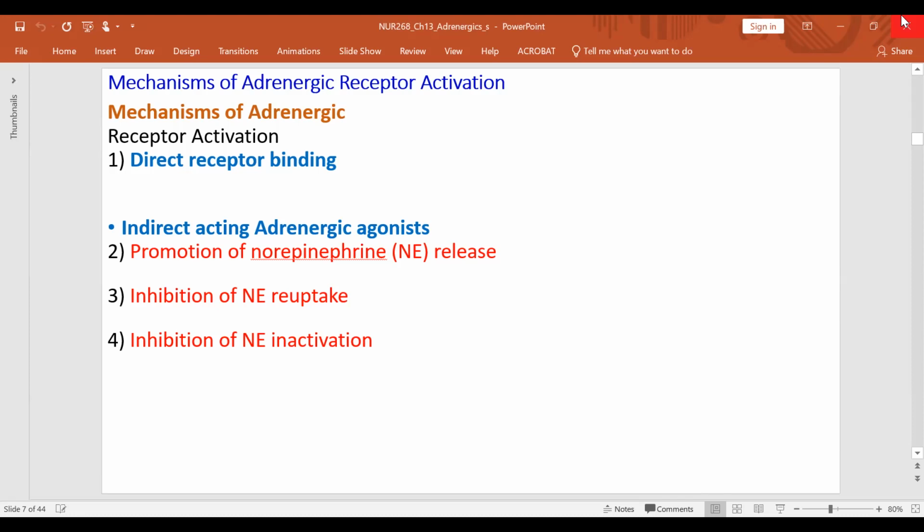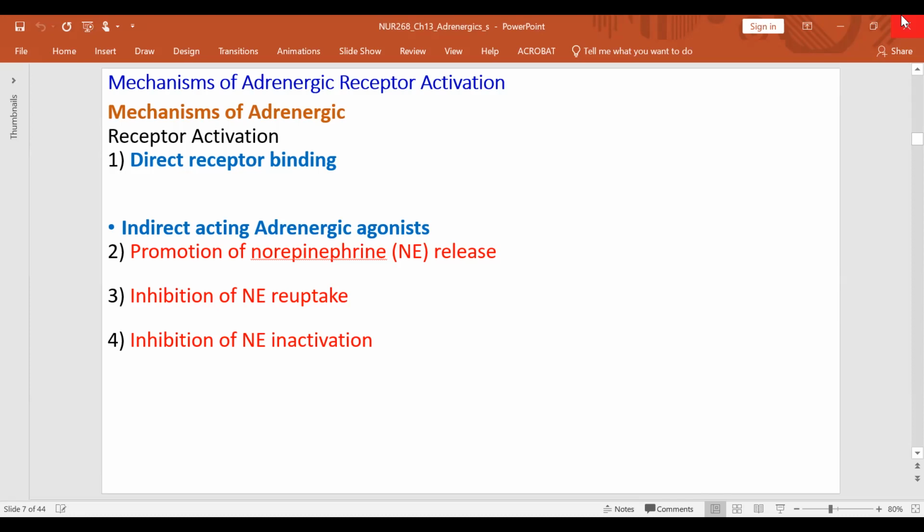For example, there will be a table I will share in class, a table that will provide more explanation about the different types of neurotransmitter and the specific receptors that each one of these neurotransmitters will activate: epi, norepi, and dopamine, and what each one of these neurotransmitters will activate in terms of alpha or beta receptors. Now, mechanisms of adrenergic receptor activation.